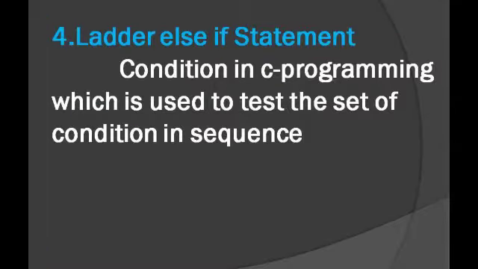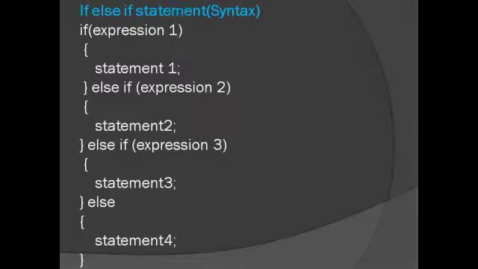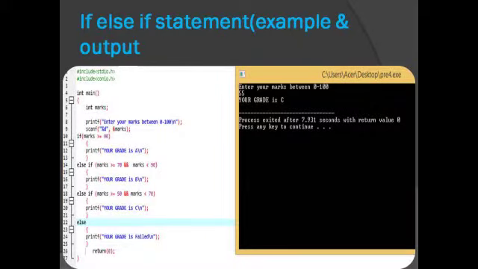Ladder else-if statement. It is the condition in C programming which is used to test a set of conditions in sequence. If-else-if statement syntax: if (expression 1) { statement 1 } else if (expression 2) { statement 2 } else if (expression 3) { statement 3 } else { statement 4 }. Look at the example.